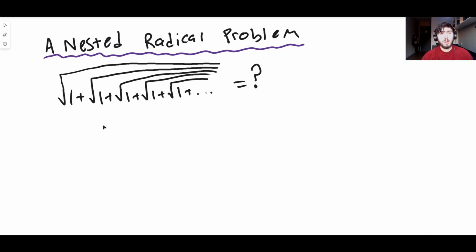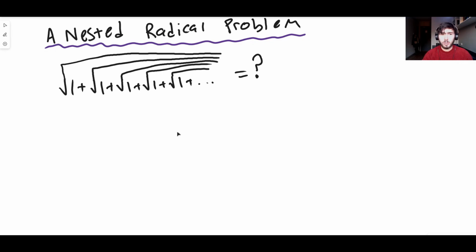So you might look at this and think, I don't even know how to start. It's so abstract, right? There's an infinite number of square roots in this. How are we supposed to find this? Does it even have a value? Turns out that actually it does, and it's quite cool. So this is how you do it. And this is how you do a lot of nested problems.